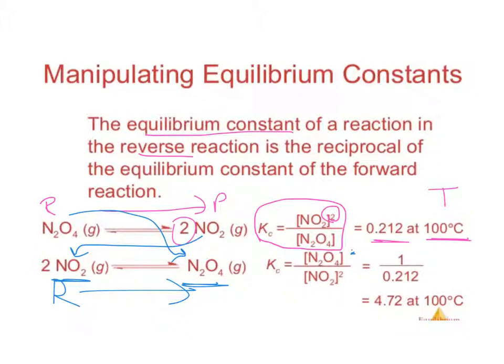Therefore, our equilibrium constant is the reciprocal of what it was initially. It is 1 over 0.212 because we have flipped our expression. What was in the denominator is in the numerator. What was in the numerator is now in the denominator. And 1 over 0.212 equals 4.72. So when a reaction is in the reverse, then the equilibrium constant is 1 over what it was going forward.